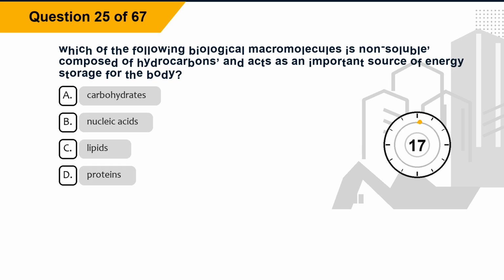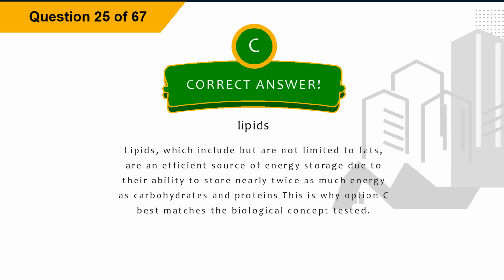Question 25. Which of the following biological macromolecules is non-soluble, composed of hydrocarbons, and acts as an important source of energy storage for the body? Option A, carbohydrates. Option B, nucleic acids. Option C, lipids. Option D, proteins. The correct answer is option C, lipids.